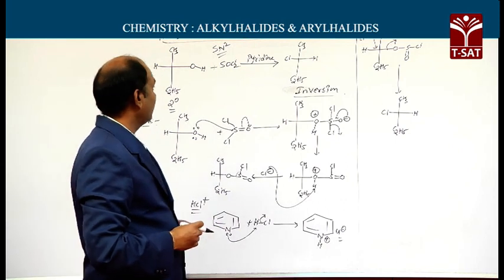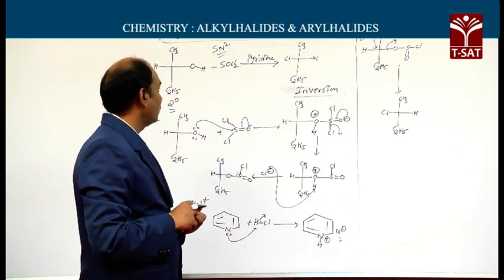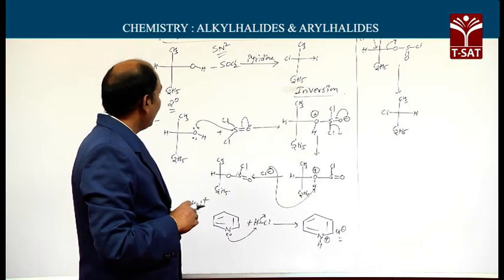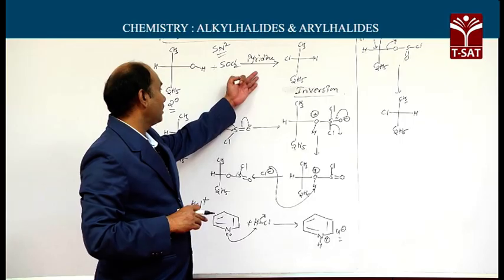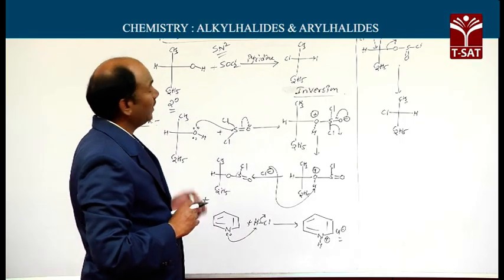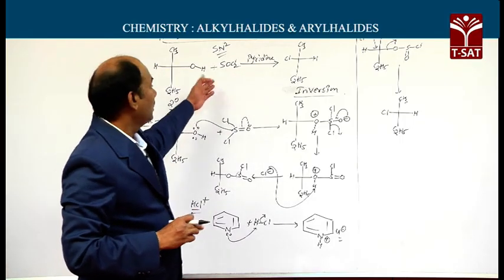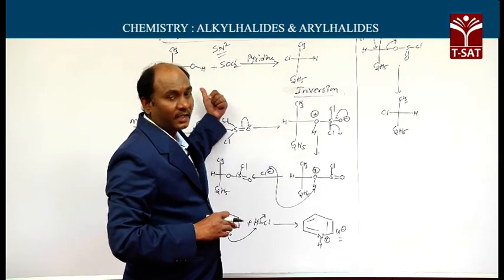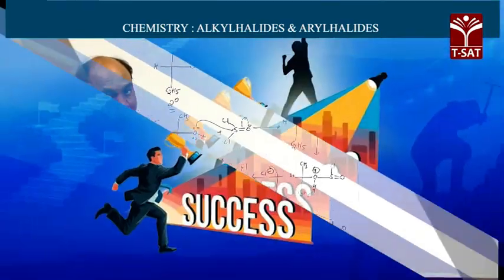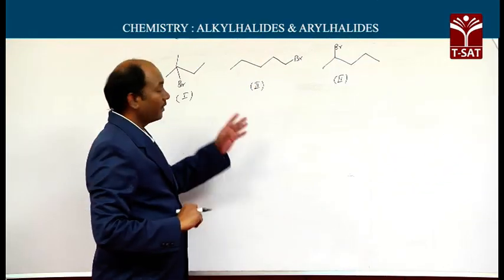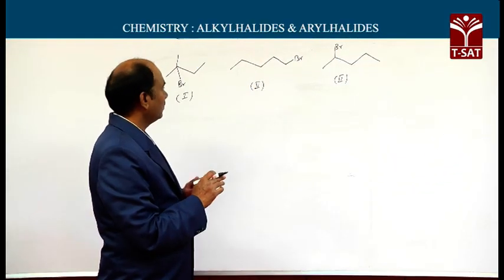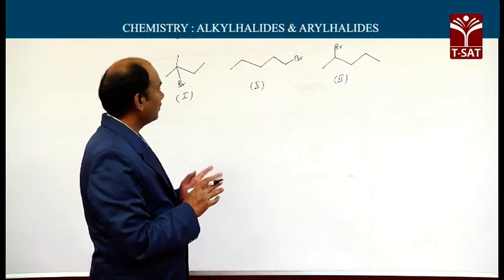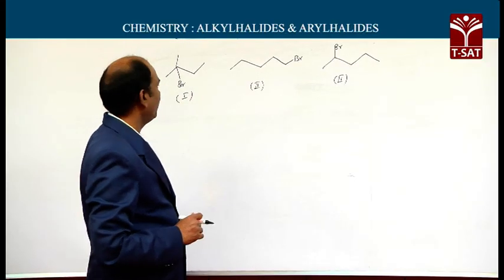So far we have discussed SN1, SN2, and SNi. In this one, just by changing the condition, SNi is converted into SN2. Due to pyridine, SNi is converted into SN2. Now here we have three examples, these three compounds. What is the order of these compounds towards SN1 and SN2 reactions?